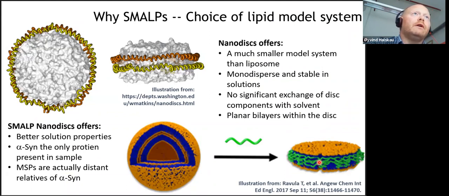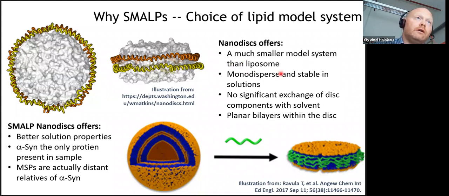Okay, so why SMALPs, the choice of lipid model systems? Well, as an NMR spectroscopist, I like nice solutions that don't aggregate, that last for a while in solution, that have no very big aggregates, because this interferes with many spectroscopic techniques, including NMR. So liposomes were not the system of choice right from the start, because although it's possible to pursue this with NMR, you're forced to do very indirect studies then.